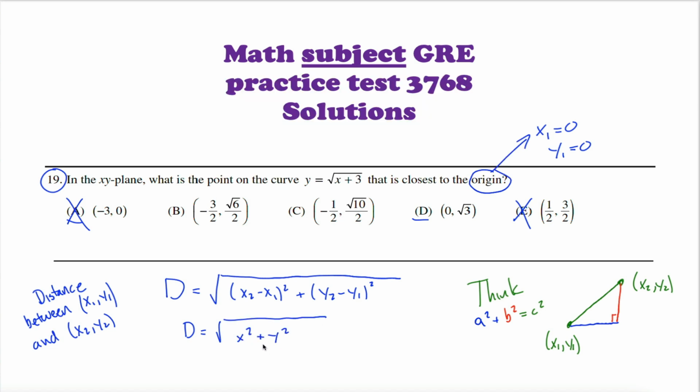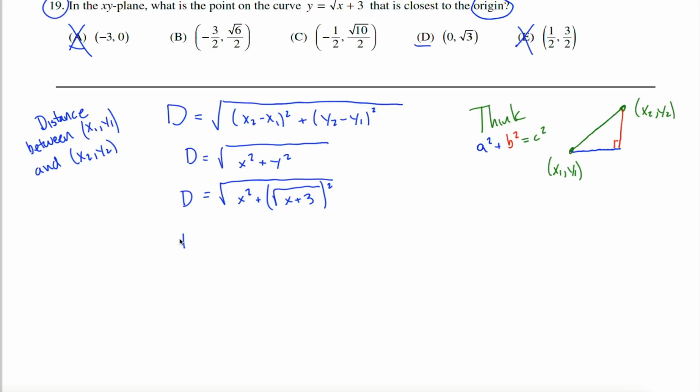You're like, oh, still got 2 variables. Right, but one of them is defined in terms of the other one. y is just the square root of x plus 3. Since the other point that we're looking for distance falls on this line, we can change the y of the other point into the square root of x plus 3. That tells us that the distance is equal to the square root of x squared plus the square root of x plus 3 squared. Cancel stuff out a little bit, and we get that the distance is the square root of x squared plus x plus 3.